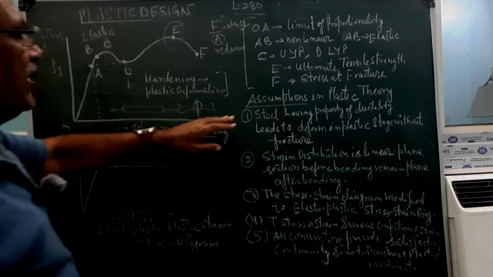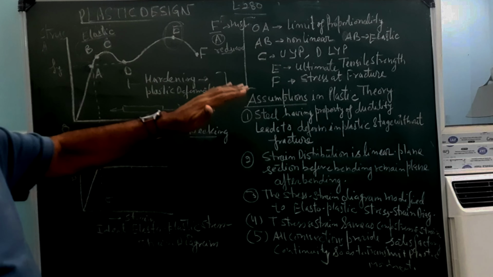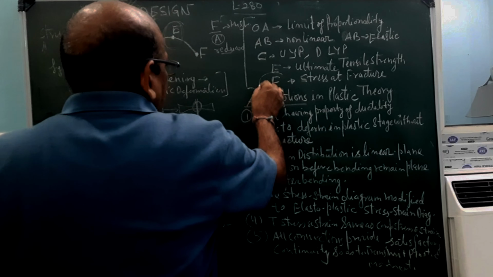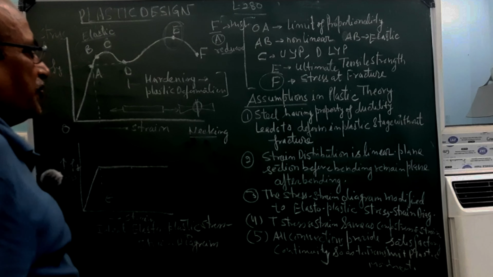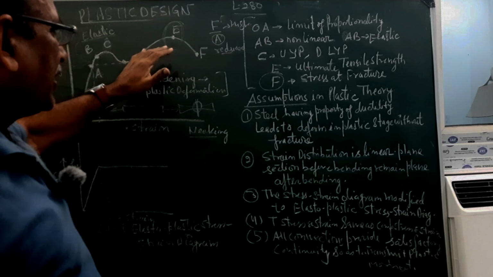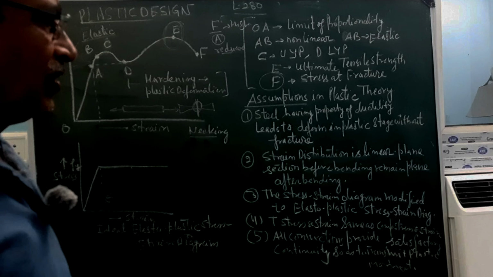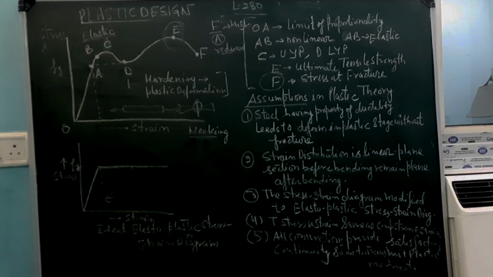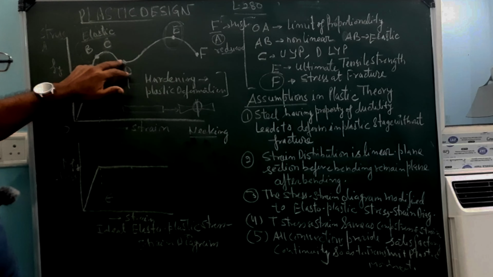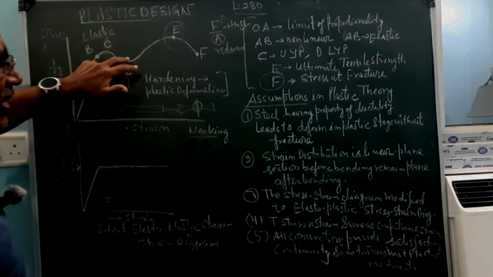And F is the point of strength at fracture, when the material cross section fails. So this is the stress, that is, whatever load is applied divided by the original area. So we will get the stress at fracture. So the behavior of steel is: from D to E is in the plastic and hardening zone.